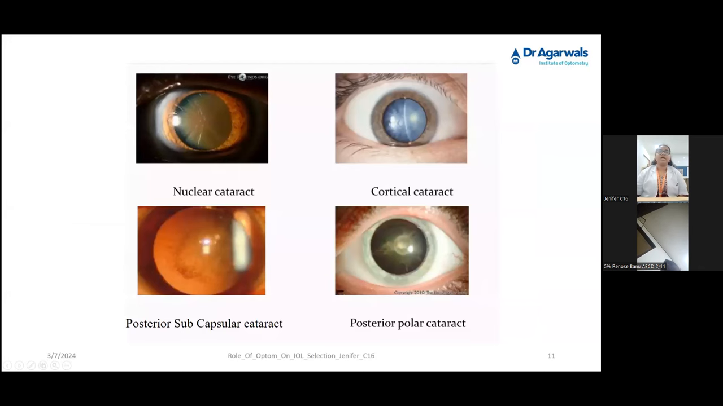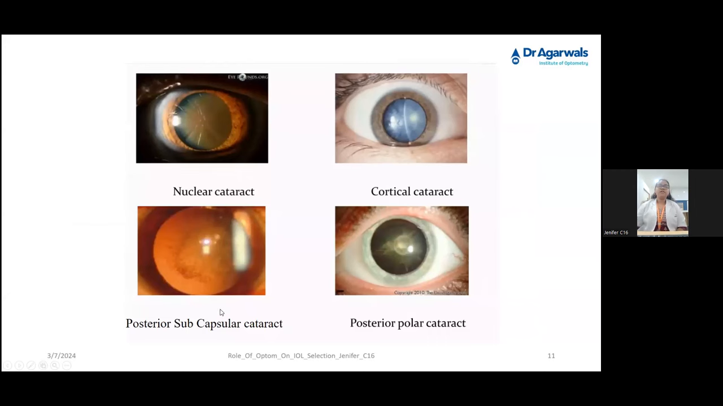These are the conditions that occur: nuclear cataract, cortical cataract, posterior subcapsular cataract, posterior polar cataract.